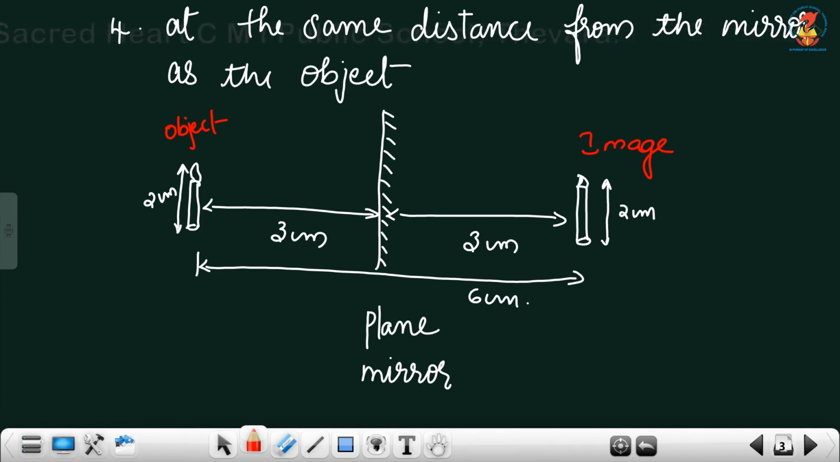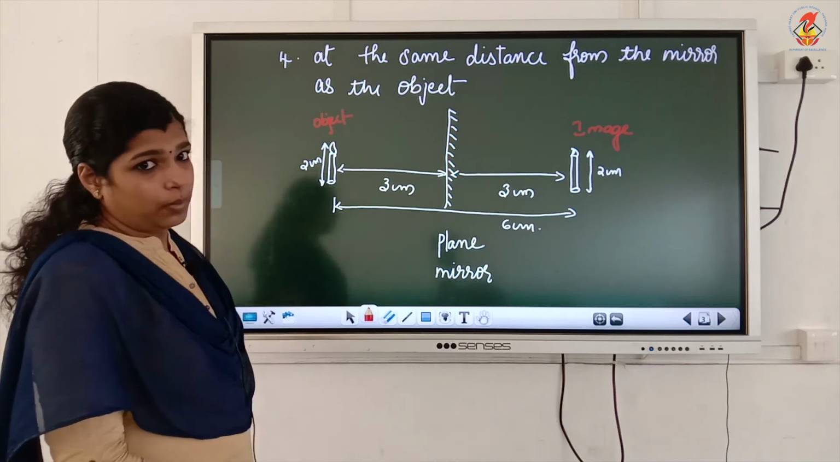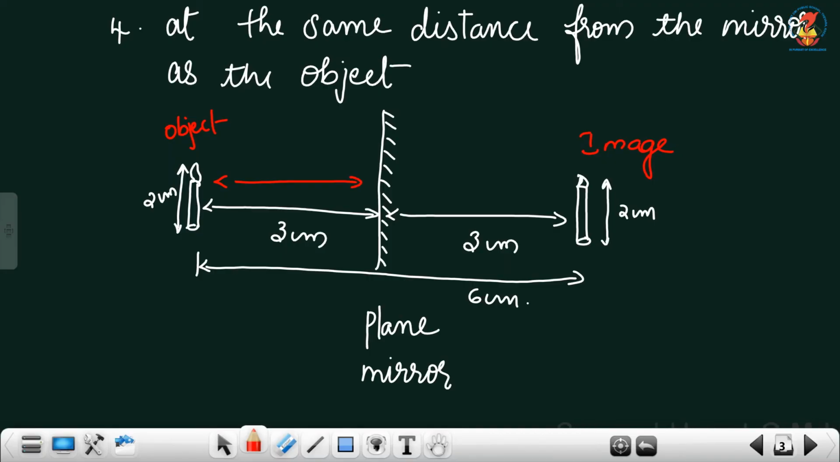Now the distance between the mirror and the object is 3 centimeter. The distance between the image and the mirror is also 3 centimeter. Now the distance between the object and its image is 6 centimeter. It means you need to add this distance and this distance. So 3 plus 3 is 6 centimeter.